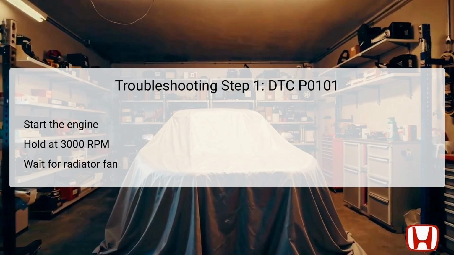For troubleshooting DTC P0101, the initial step involves starting the engine and maintaining the engine speed at 3,000 RPM without any load. This means the CVT should be in P or N, and the manual transmission must be in neutral. Holding the engine at this speed allows the system to stabilize and enables proper airflow readings to be established.